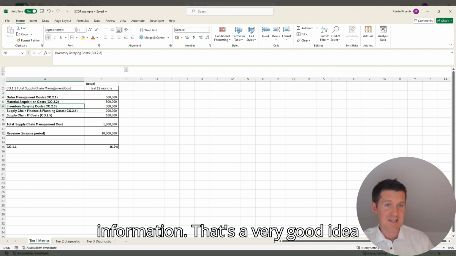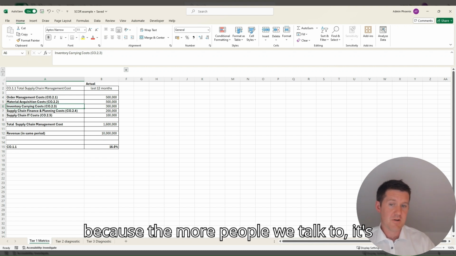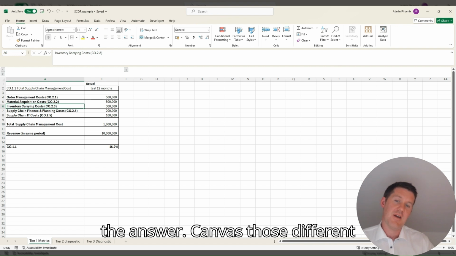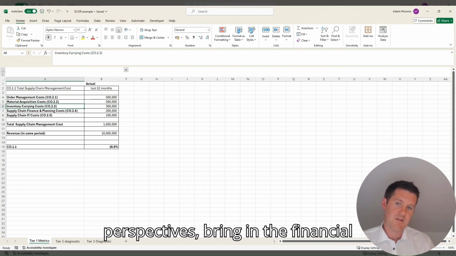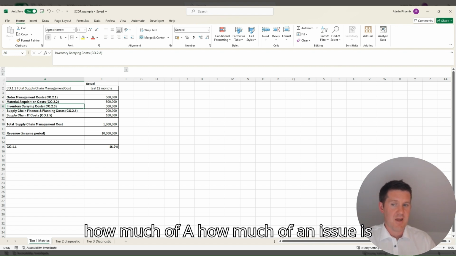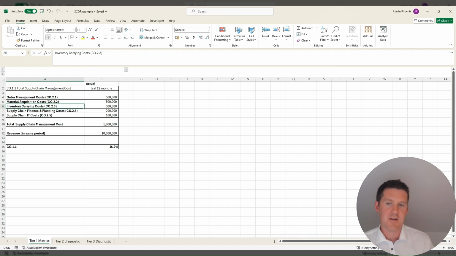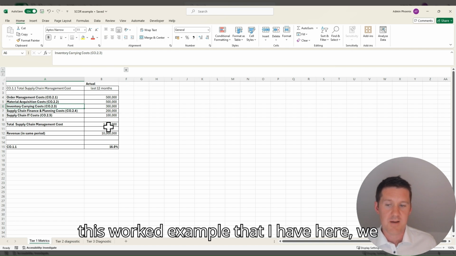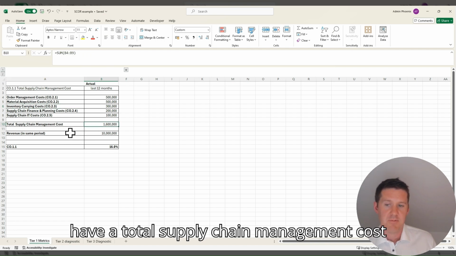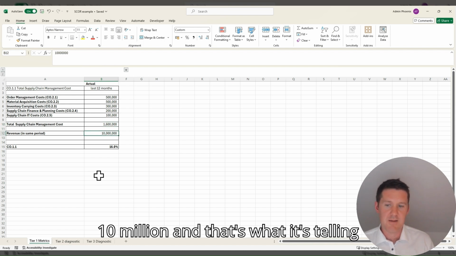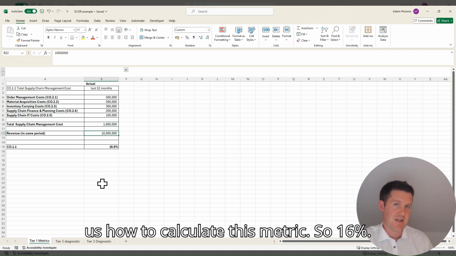And that's a very good idea because the more people we talk to, it's less about you as an individual having the answer. Canvass those different perspectives, bring in the financial information to get that sense of, well, how much of an issue is this and what is the so what around it. So if I looked here, for example, in this worked example, we have a total supply chain management cost of 1.6 million and our revenue is 10 million. And that's what it's telling us how to calculate this metric.